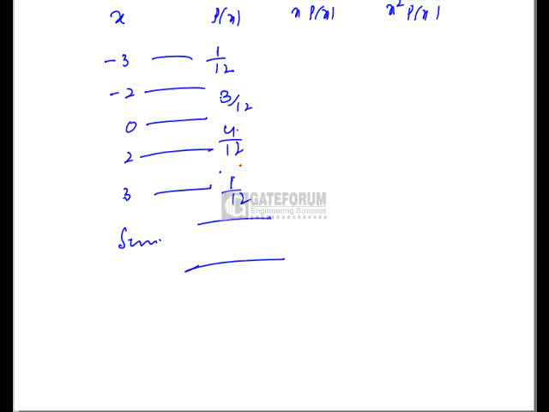So 1 by 12, 3 by 12, 4 by 12, 3 by 12. There is one more thing, which is 3 by 12, which is missing out. Minus 3, minus 2, 0, then 2, 3. And if I add them, this is 1 by 12, this is 3 by 12.